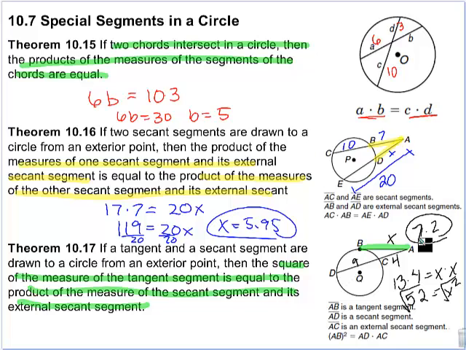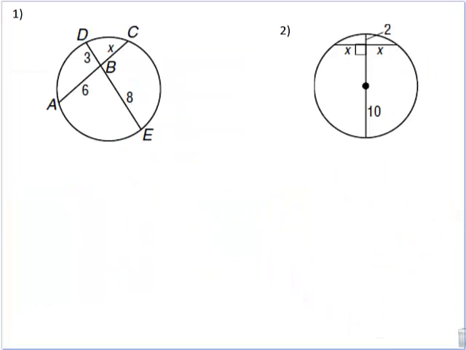So x here is about 7.2. Yep. All right, so now let's go through and do some more examples using this. Okay, so for the first one, we are intersecting inside of the circle. So we would take 3 times 8, equals 6x. So 24 is equal to 6x, so x is 4.